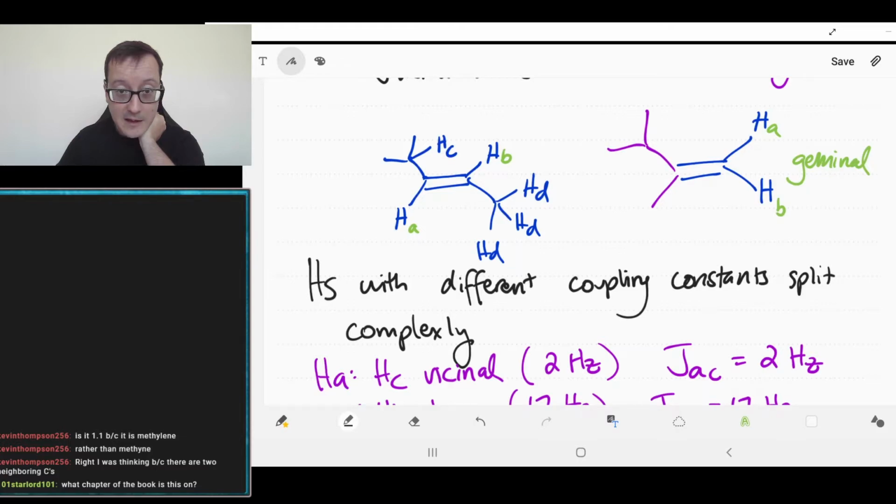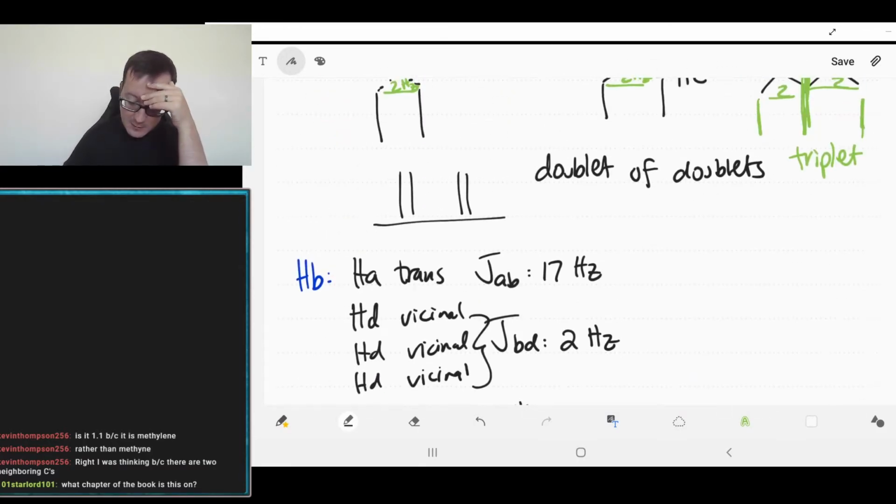HC will be a 7 plus 1 is 8. It'll be an octet, I guess. So HC will be different. But these are the weird parts. Those will be normally split. So everything that's on an alkene can split weirdly. All right, and you always will do the higher one first.